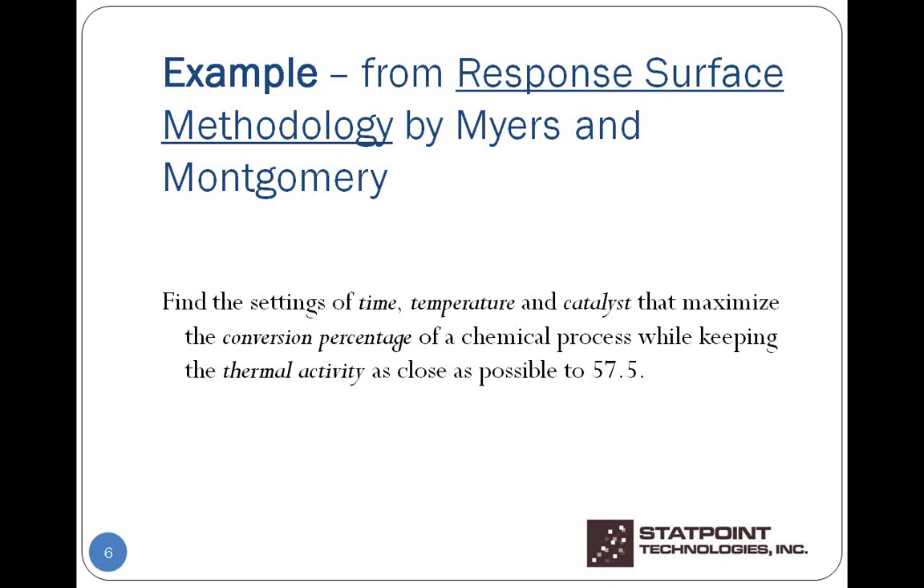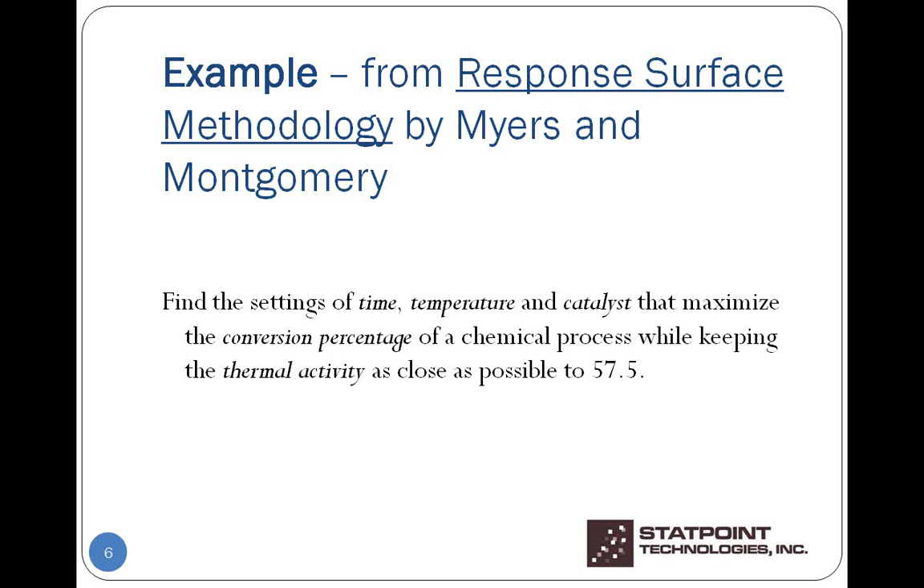The goal is to find the settings of time, temperature, and catalyst. Those are the 3 experimental factors that I can vary. Find the settings of those 3 factors that maximize the conversion percentage of the chemical process, while keeping another response, the thermal activity, as close as possible to 57.5. It's a good example of a response surface optimization type of problem where you have 3 factors you can change, time, temperature, and catalyst, and 2 response variables, conversion percentage and thermal activity.